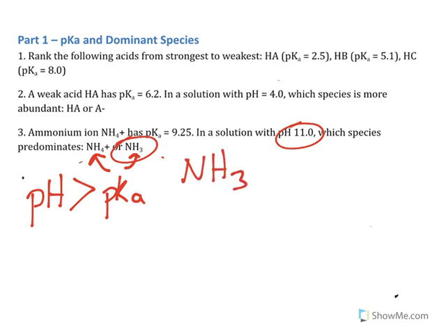This is not an ideal buffer, but it's still a buffer because it has the base and the acid component. It's just that I happen to have more of this NH3 present than I do the conjugate acid because the pH is too basic.